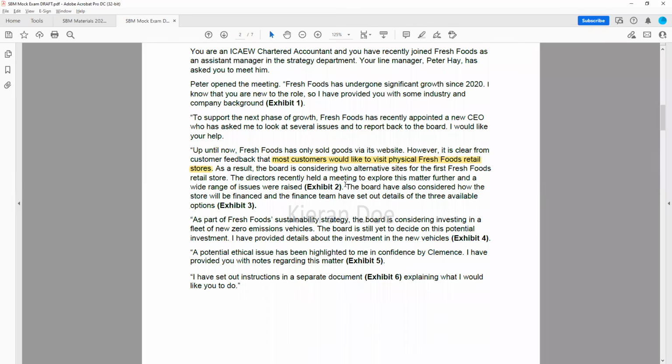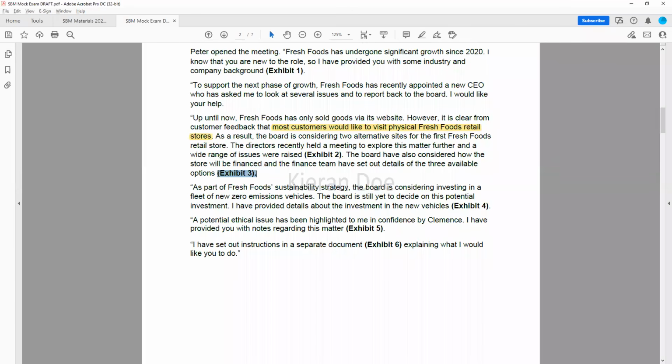Now it says the board have also considered how it will be financed, and the finance teams have set out the available sources of finance in Exhibit 3. So we know that's for a later part. I'm not going to focus too much on that now. And you can see this as well. They're just explaining a bit about the other parts of the requirements. So looking at the investment in the new vehicles, we'll probably just skim that for now.